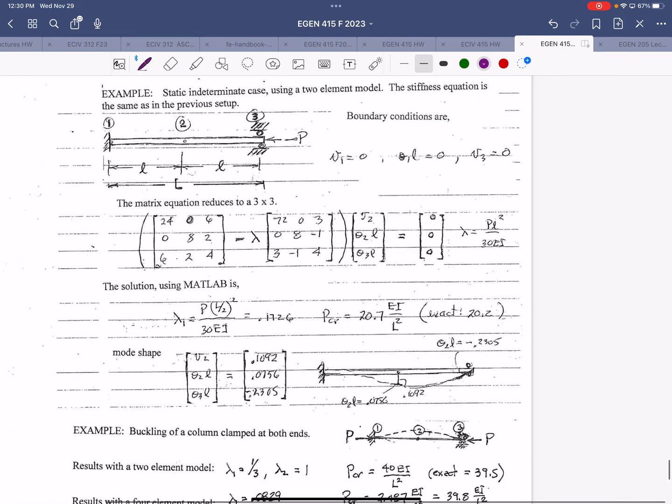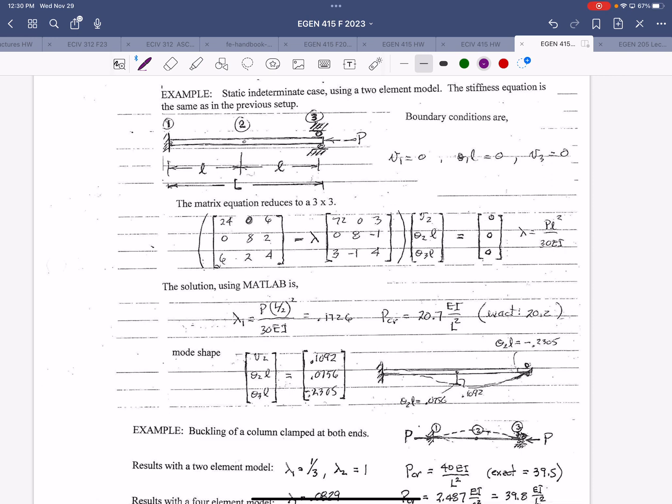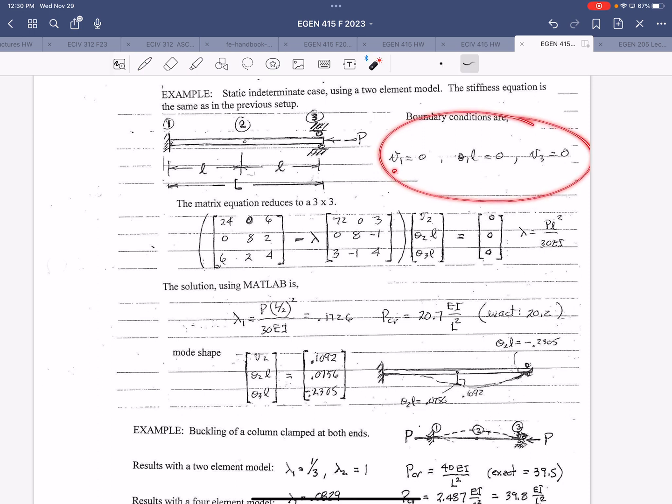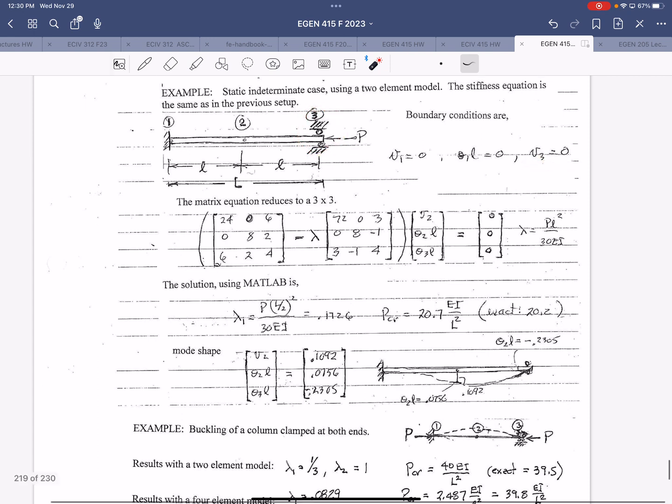On the next page, there's another example. This is a beam that has a fixed end at node 1, and at node 3 you have a roller support that will prevent vertical displacement, but you have the applied axial load at that end. So it's free to rotate and deflect axially at node 3. Node 2 is unrestrained, and we have a 2-element setup. Boundary conditions come from the supports: 0 slope and displacement at node 1, and 0 displacement in the transverse direction at node 3.